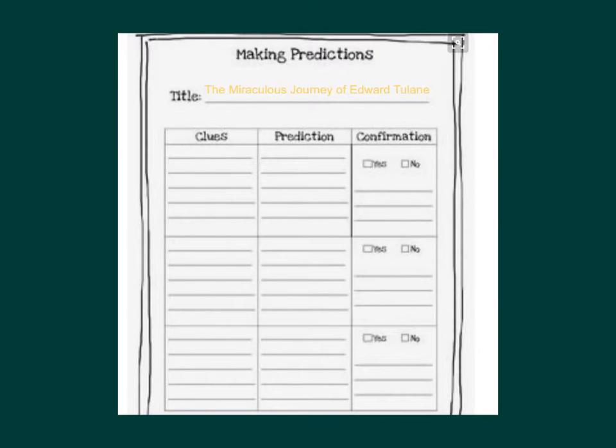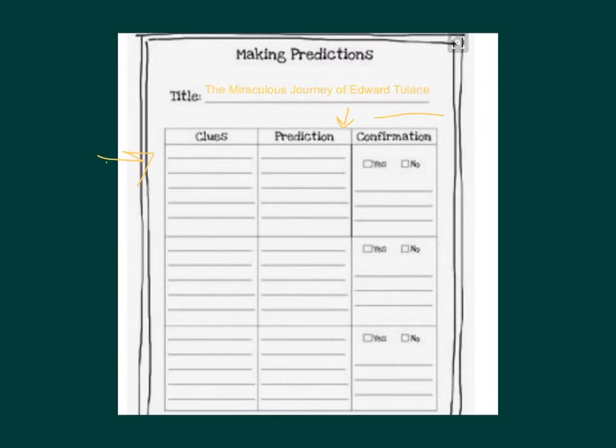I'm going to show you this predictions sheet that you can use to help you make predictions if you would like. At the top of the sheet, you put the title, and in our situation, we're going to use The Miraculous Journey of Edward Tulane. Then you would put clues in the first column, and those clues come right from the text. They're evidence. And then you can put what those clues make you think. That would be your prediction.